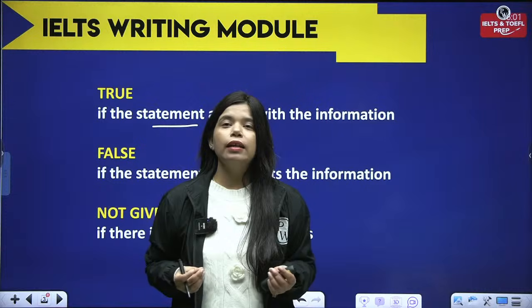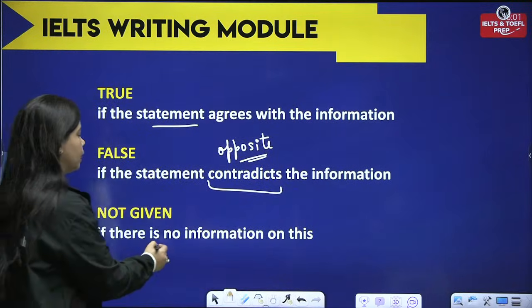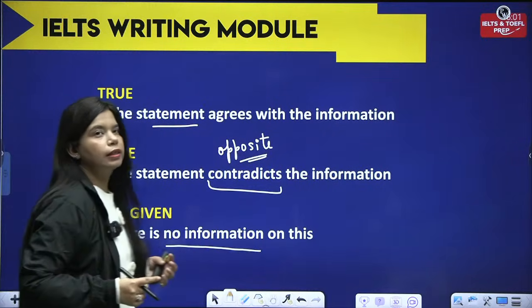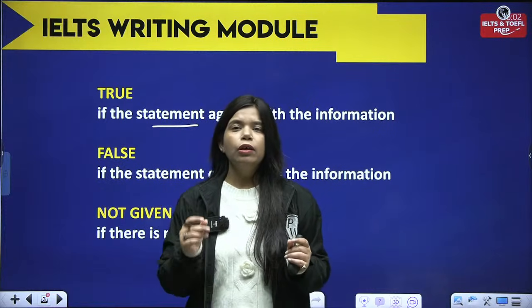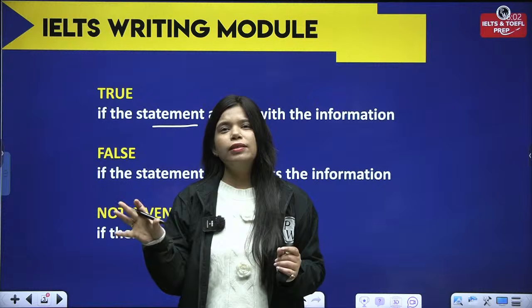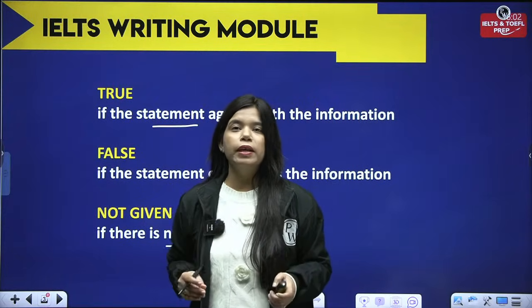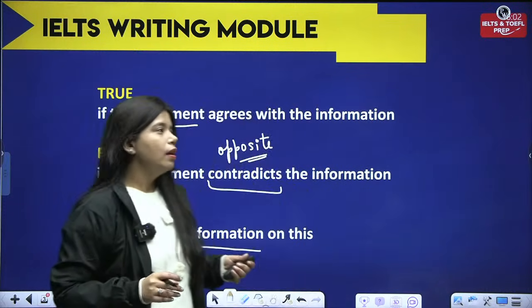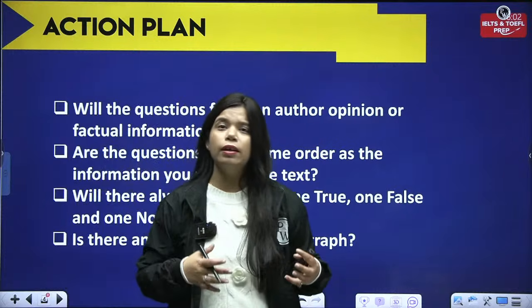But when exactly is it going to be not given? Not given is going to be such a case when there is no information on this. And mind you, it won't be that the entire question is missing. Usually 1 or 2 words are playing the game. So it's just a game of 1 or 2 words which will be missing, because of which your answer would be not given. Okay, now let's understand the action plan here, which we have talked about in earlier sessions also.